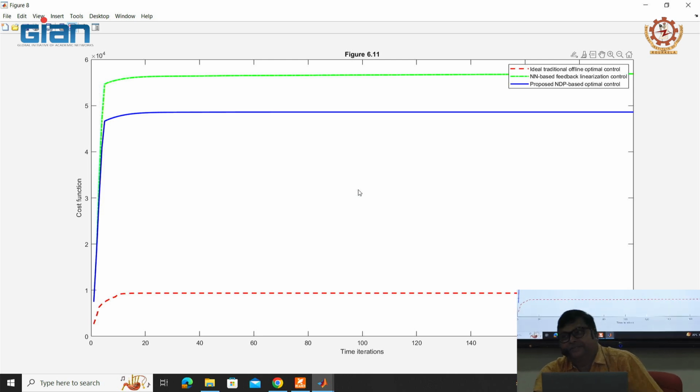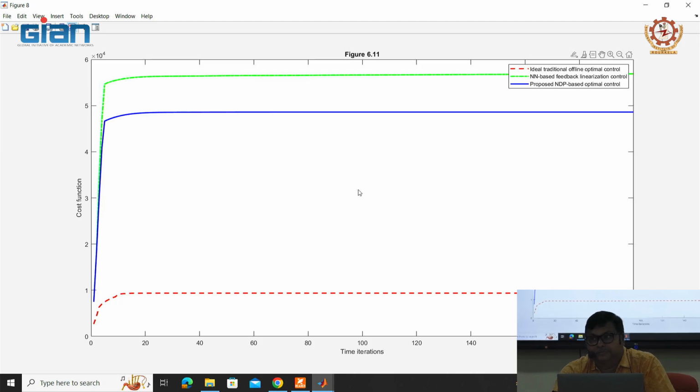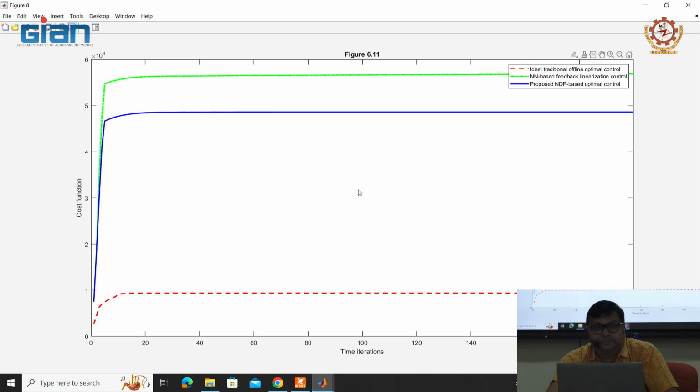And you should get a similar result when you change the system, unless you really tune that feedback linearization gain and try to lower it. You know what I mean? Yeah.